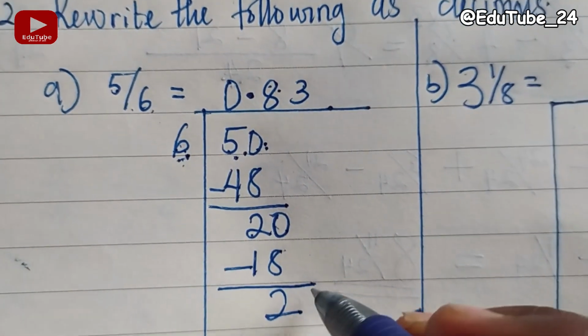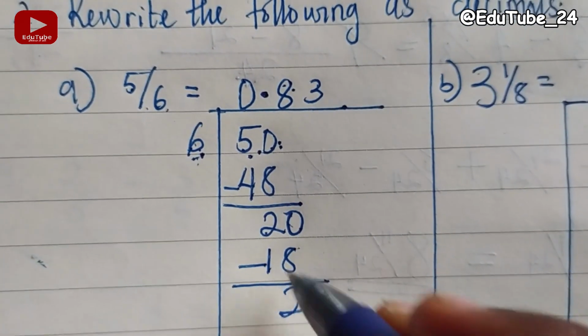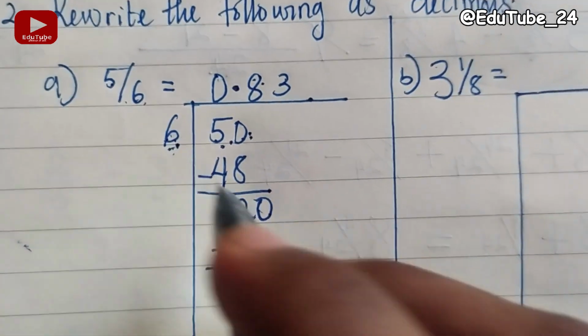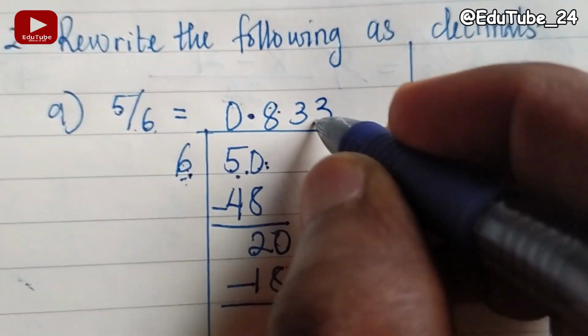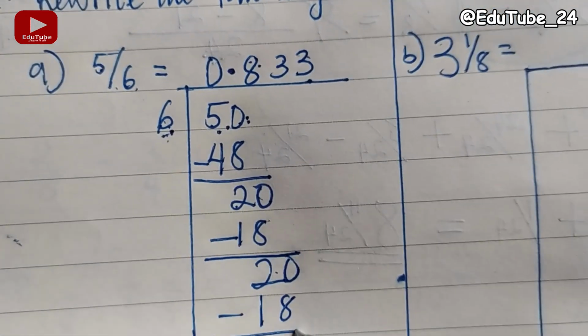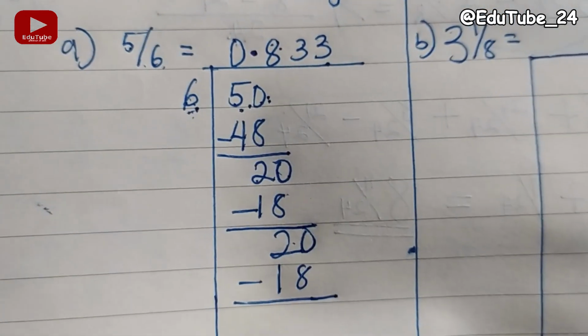Now, so we repeat the step. So 6 cannot divide 2. So I'm going to add 0 to it again to make it greater. So 6 and 20 again, I'm still going to get what? 3. 3 times 6, I'm still going to get what? 18. So we could see glaringly that this is a recurring decimal.